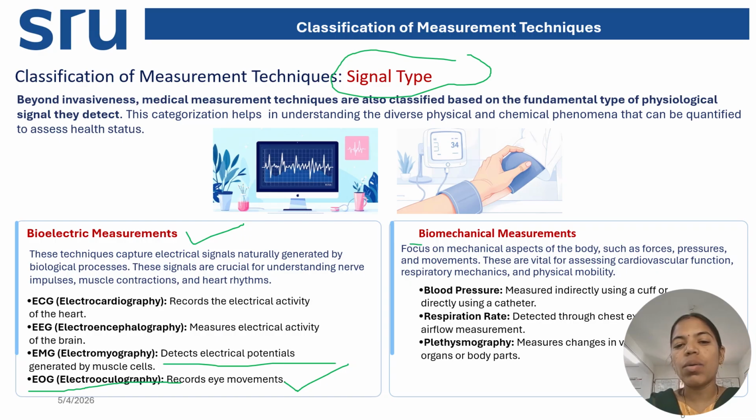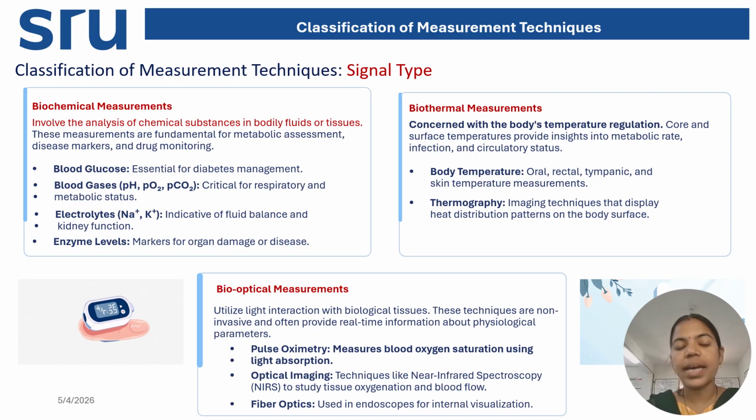Next, biomechanical measurements. These focus on the mechanical aspects of the body such as forces, pressures and movement. These are vital for assessing cardiovascular and respiratory mechanics. For example, BP, blood pressure, is measured indirectly using the cuff on the patient, and respiratory movement is detected through the chest, and plethysmography measures the changes in the organs. So these are the three biomechanical measurements.